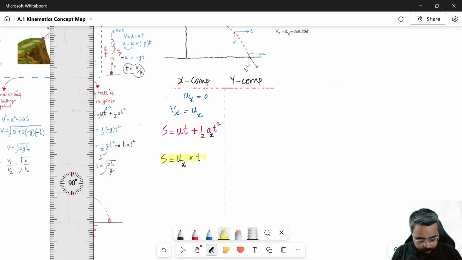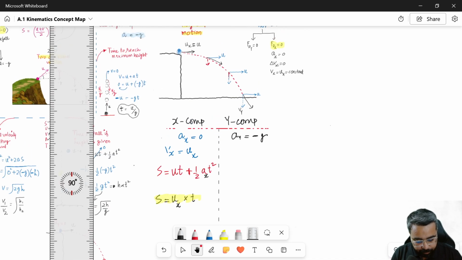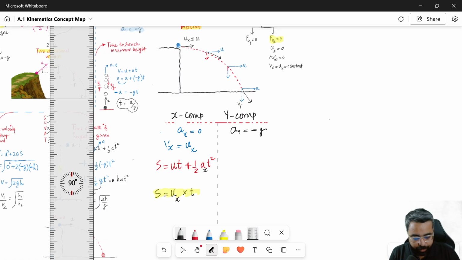Whereas if we come towards the y component of motion, acceleration along the y-axis is not 0, rather it is negative g. And what about the velocities? You have seen in the diagram, there's no velocity along the y-axis in the beginning because we have thrown along the x-axis. But what about the velocity, how will it change? I told you it's a constantly accelerated motion. We will apply the equation of motion.